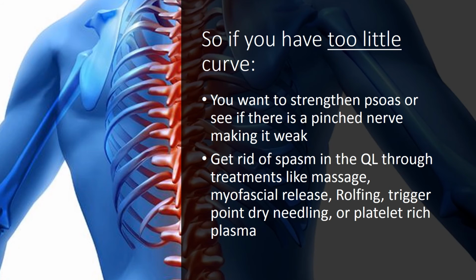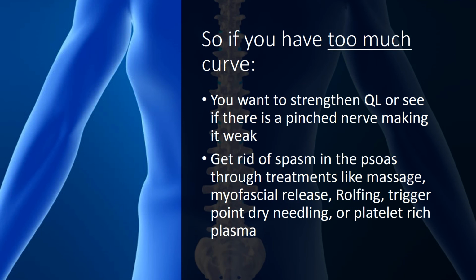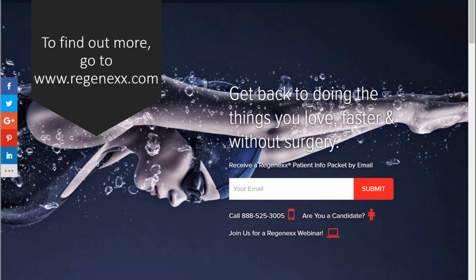So if you have too little curve, you're going to want to strengthen the psoas and see if there's a pinched nerve that might be making it weak, or we want to get rid of spasm in the quadratus lumborum through treatments listed here. Different types of conservative care. If that doesn't work, platelet-rich plasma injections. If you've got too much curve, then you might want to strengthen the quadratus lumborum or get rid of spasm in the psoas.